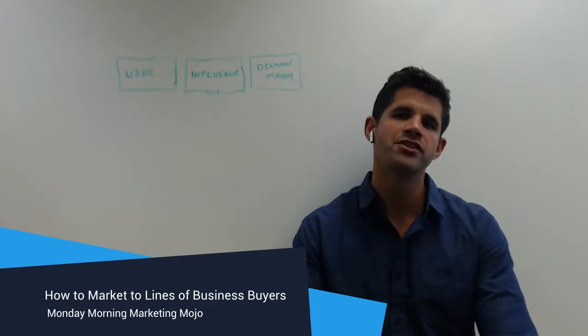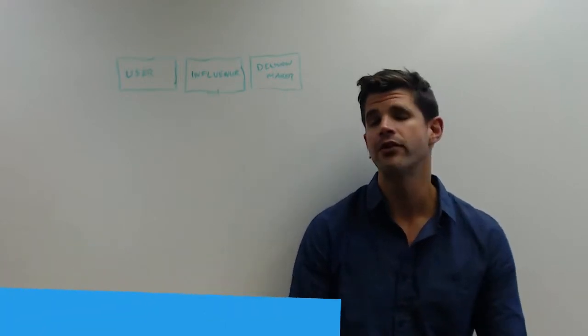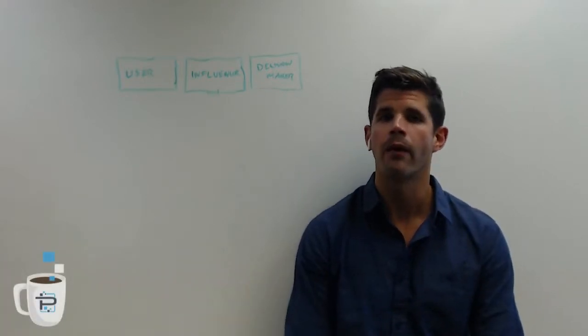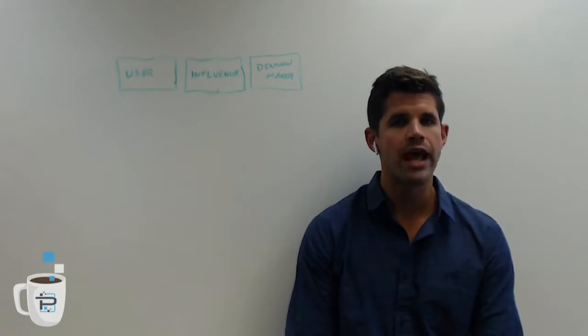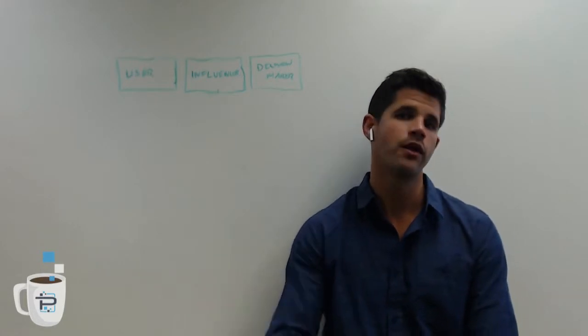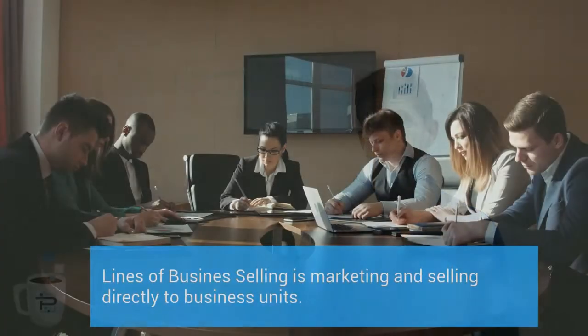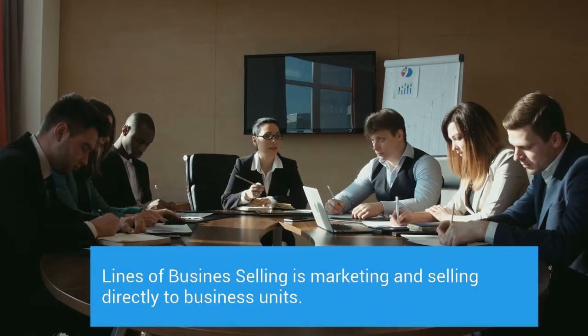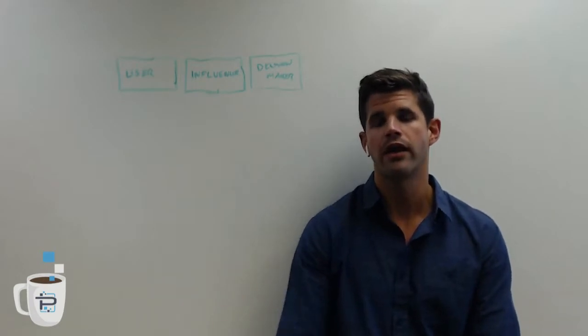Today we're going to continue our conversation around line of business selling, and specifically how to structure a marketing campaign around line of business selling. A quick recap: line of business selling is focusing on selling and marketing directly into the business units, departments, and users of a solution versus the team that might own the budget or own the decision to deploy that solution.